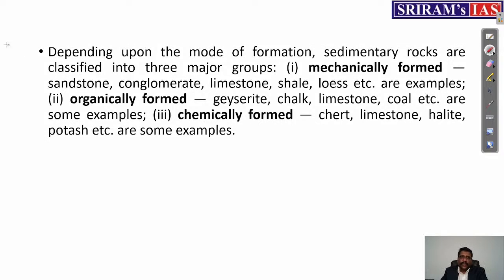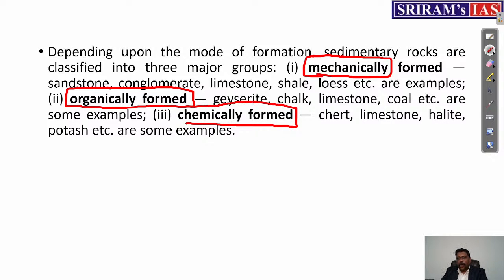Okay. Now here, depending upon the mode of formation, sedimentary rocks can be classified into three types. What are they? Mechanically formed, in the sense of compaction. Right? Organically formed. Say, sediments of organic material get deposited, again compaction, again organic material gets deposited, again compaction. Right? And chemically formed also. And see one thing, limestone is an example of all three. So don't take limestone very seriously. Limestone can be mechanically formed, organically formed, chemically formed.